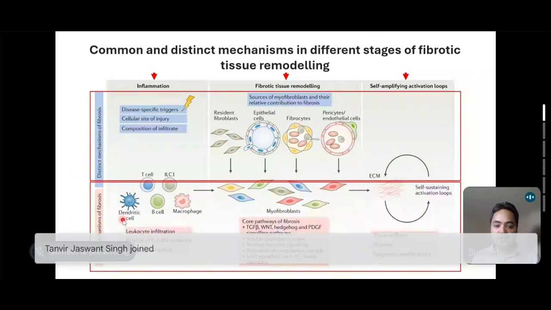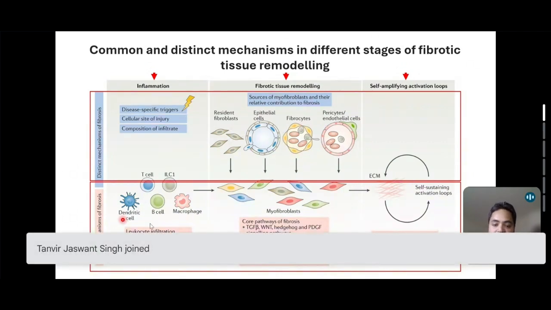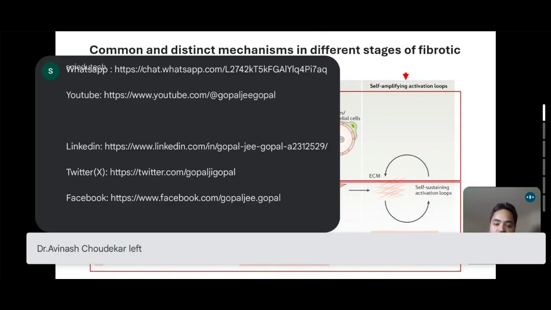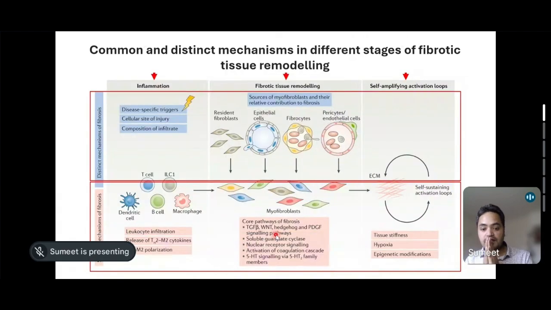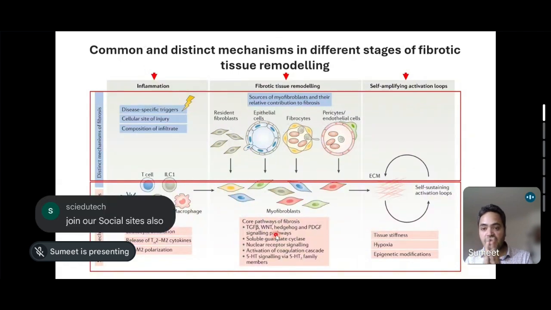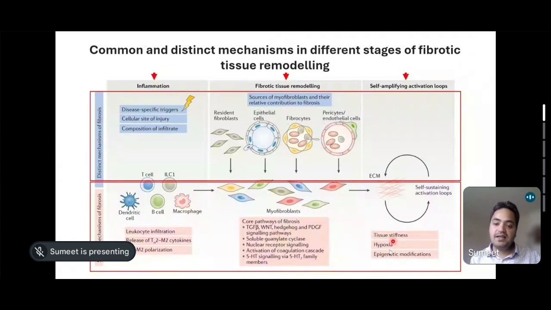Similarly, if we look at the core pathways of fibrosis like TGF-beta, Wnt signaling, PDGF pathway, or nuclear receptor signaling, guanylate cyclase, or 5-HT signaling, this is something which is again shared across different organs. Tissue stiffness, hypoxia, and epigenetic modification is again something which is shared across diseases. And there are some evidences from clinical practice.